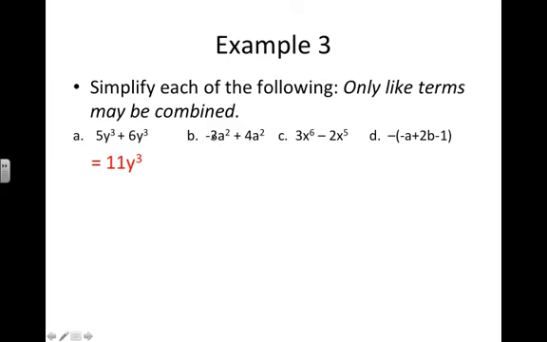Negative 3a squared plus 4a squared. Negative 3 plus 4 is 1, and so that's 1a squared or just a squared.